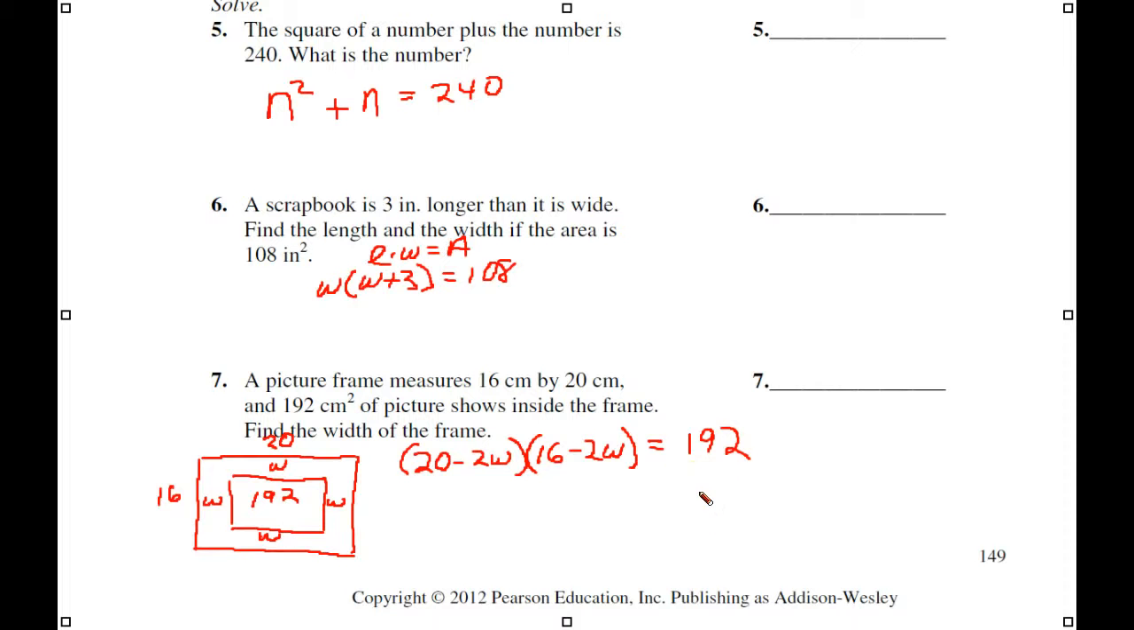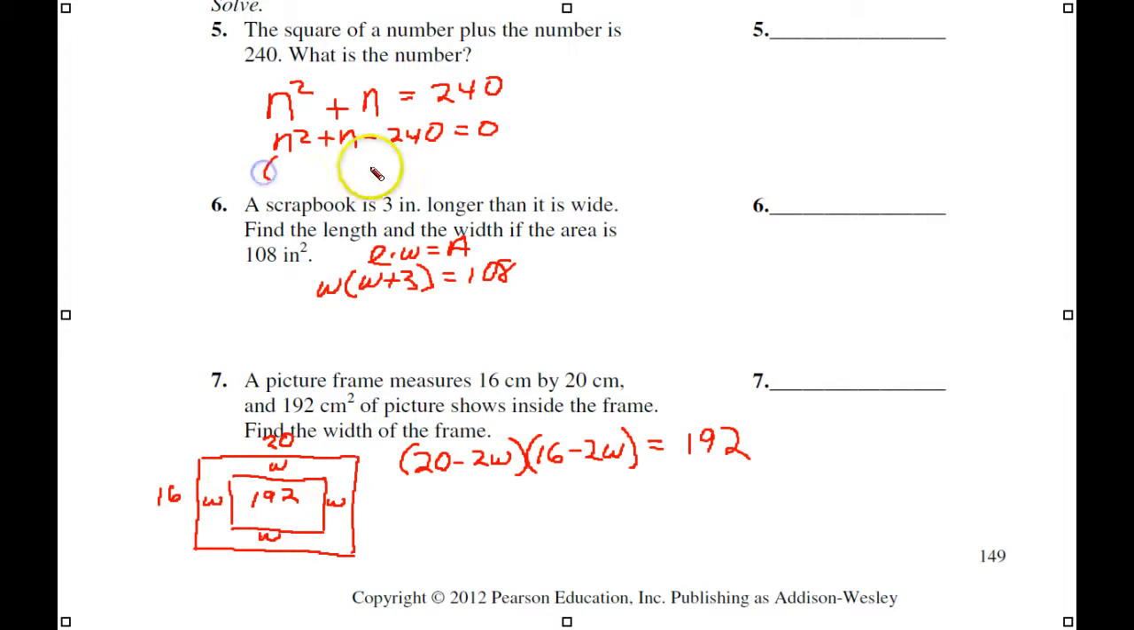We're not going to solve all of these, but we will be going through in some detail the strategy to figure them out. So starting with this one, the square of a number plus the number is equal to 240. So we'll put this in standard form: n squared plus n, transpose this, minus 240 equals 0.